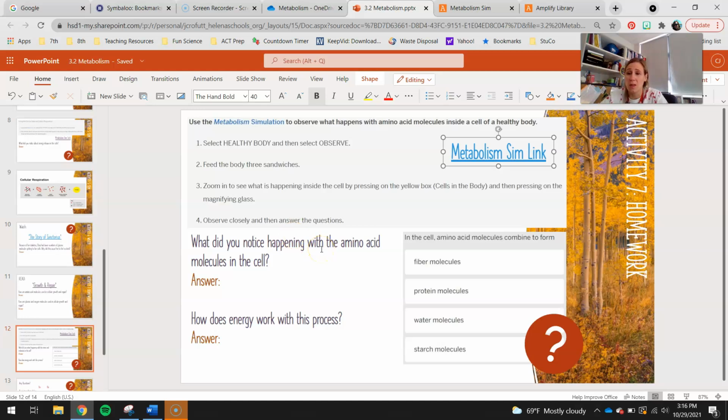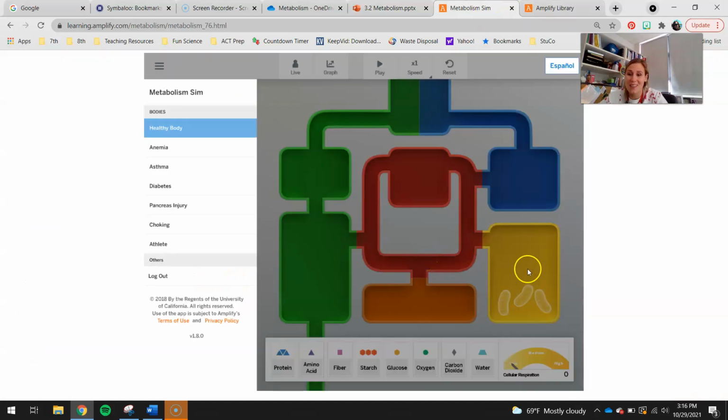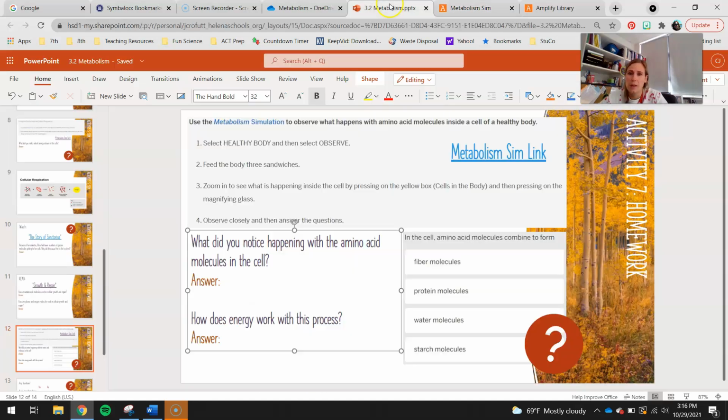So you guys might want to slow it down like you did on the last part of the sim as well. What did you notice happening with the amino acid molecules in the cell? So answer that there. Again, you guys are going to see that in this sim. What are the amino acids in this little part of the cell doing? Once they have been in there for a little bit.